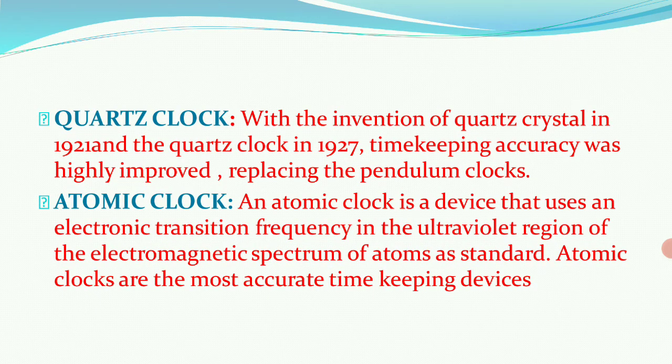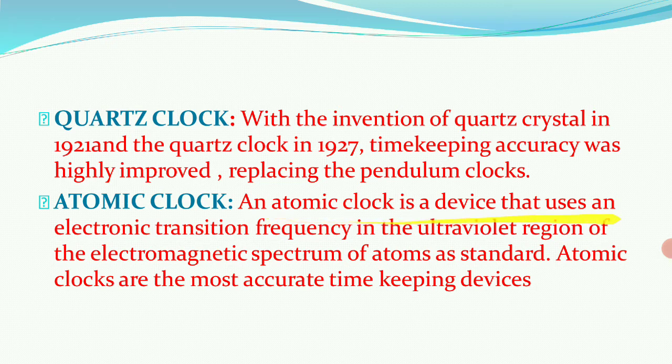Next, quartz clocks. With the invention of the quartz crystal in 1921, quartz clocks were developed in 1927. Timekeeping accuracy was highly improved in the quartz clock, replacing the pendulum clocks. Next, atomic clocks. Atomic clocks give accurate time.